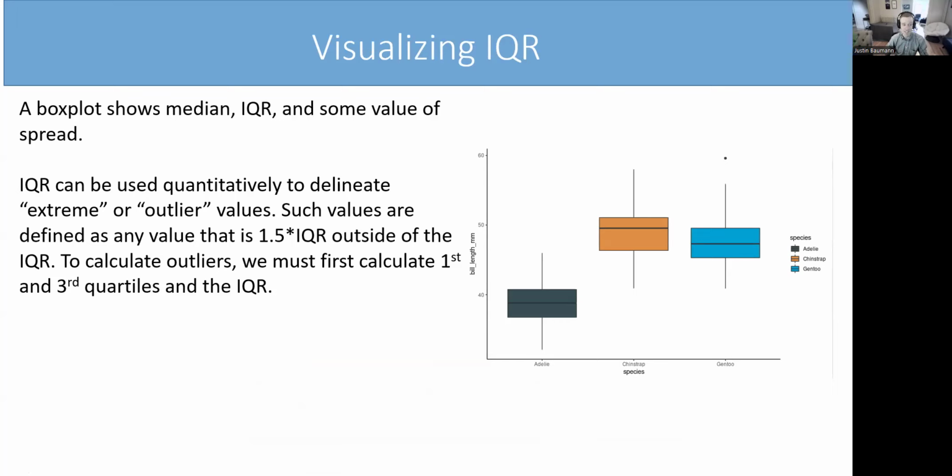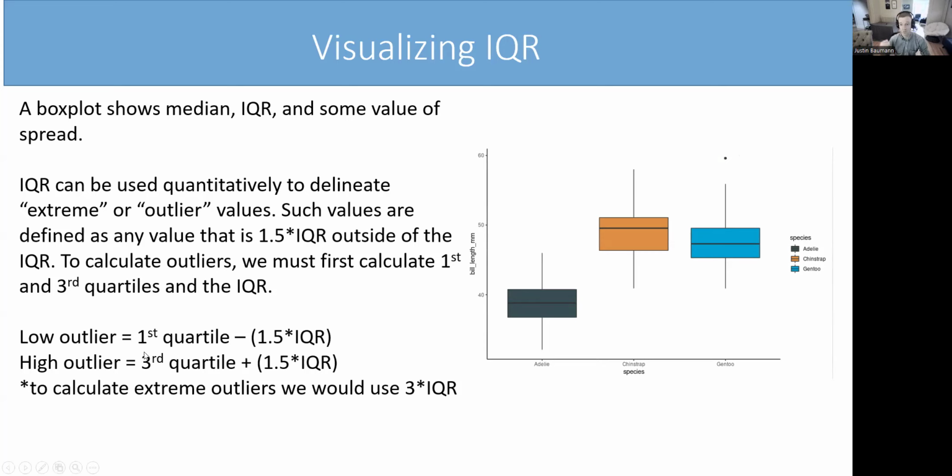Such values are defined as any value that is 1.5 times the interquartile range above the third quartile. Our interquartile range is 7.05. So if you are 1.5 times 7.05 above this third quartile, you're an outlier. That's why this here is an outlier. If you are 7.05 times 1.5 above this line, like this one is, you're an outlier. That's how you calculate that. Again, the box plot in R does this for you, and I will show you some code where you can get outlier calculations on your own.